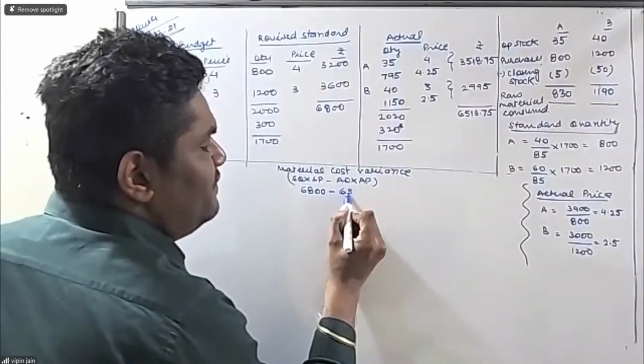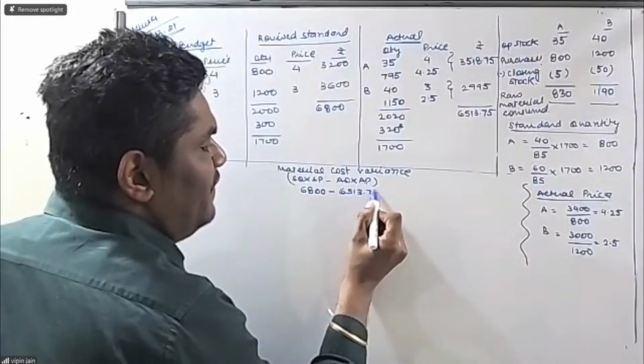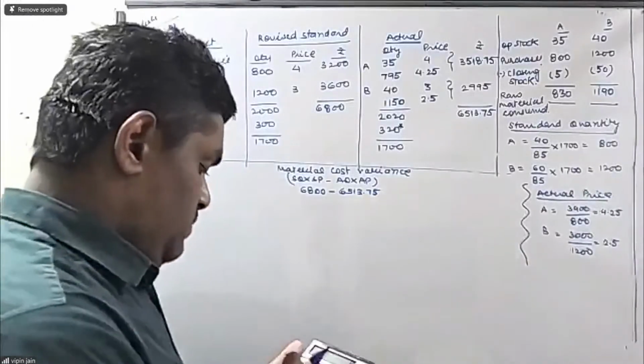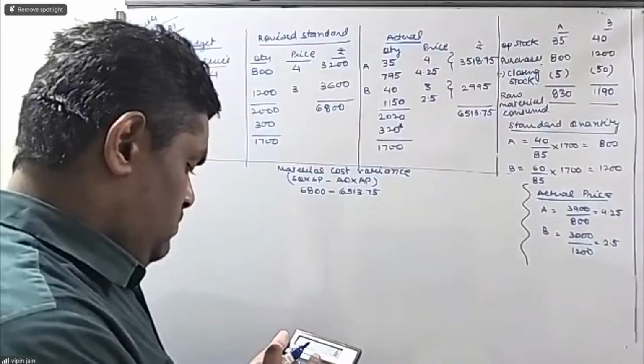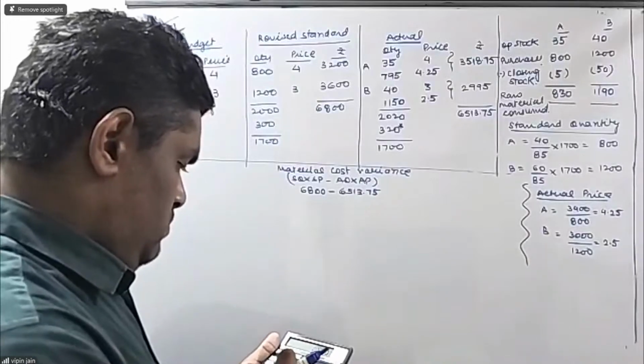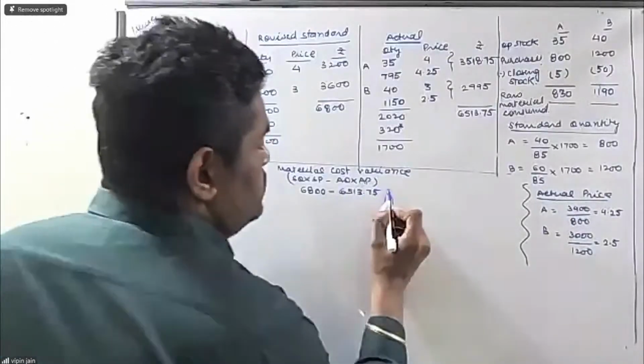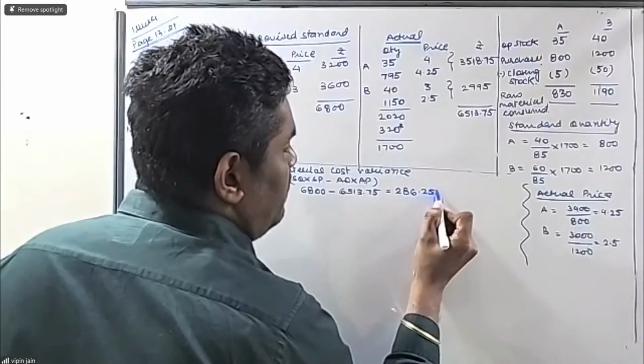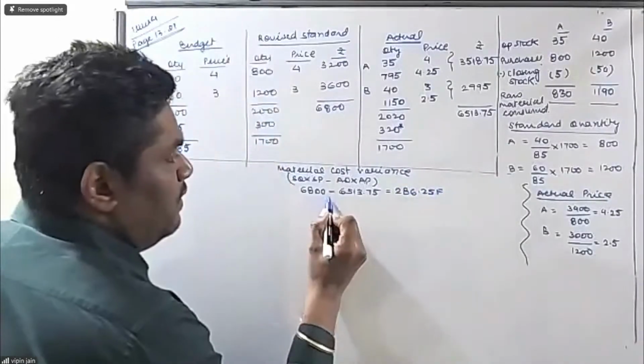So 6,800 minus 6513.75. So this will be 286.25 favorable.